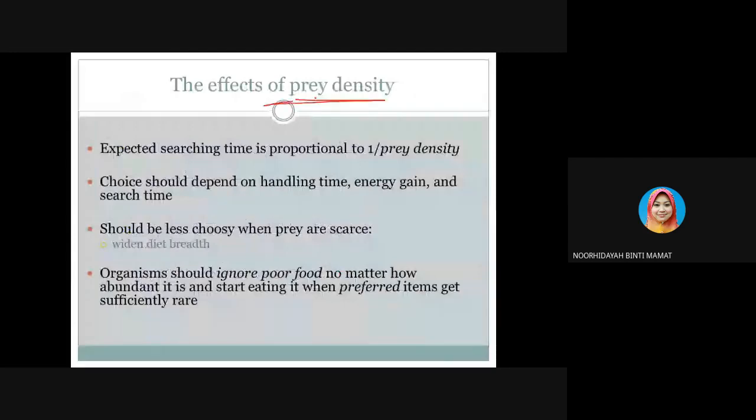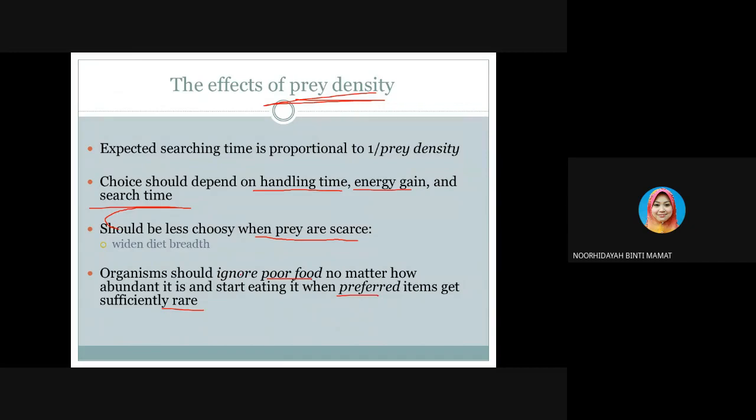So the effect of prey density. Expected searching time is proportional to 1 over prey density, and the choice of prey should depend on handling time, energy gain, and also the searching time. It should be less choosy when the prey are scarce. The organism normally will eat no poor food, no matter how abundant the food is, but they start to eat the poor food when the preferred item gets sufficiently rare. So the organism will eat the preferred food first.